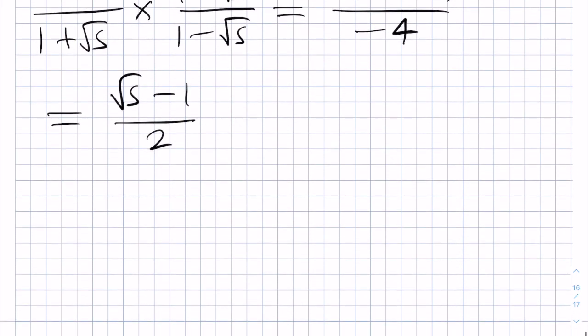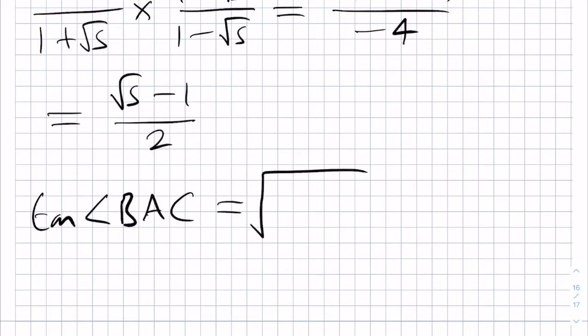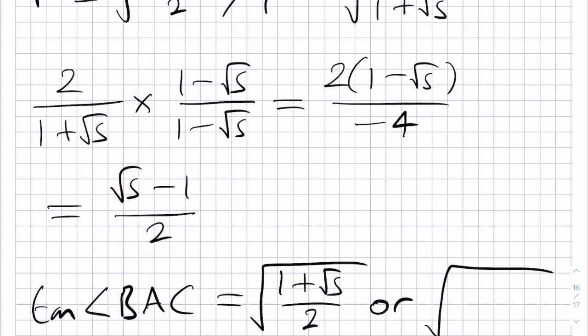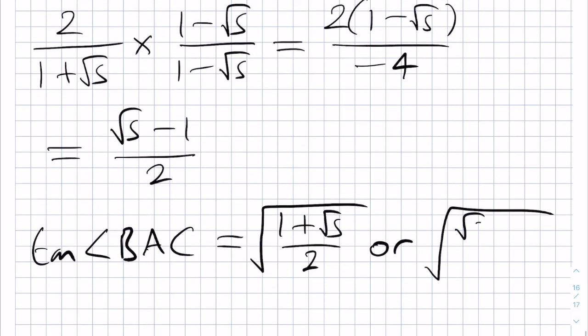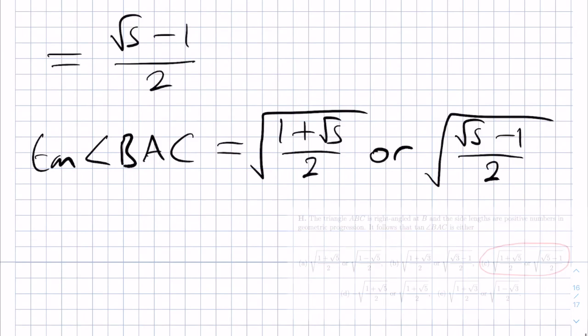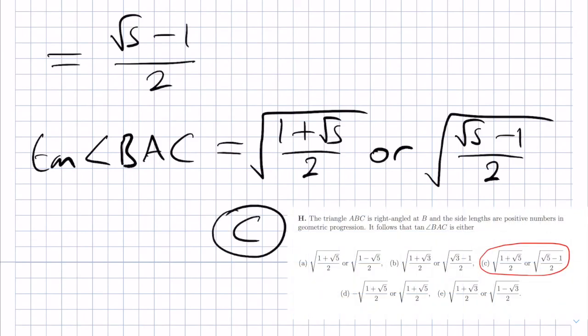Therefore, it follows that the two solutions for tan of the angle BAC are r and 1 over r, which are the square root of (1 plus root 5) over 2, or the square root of (root 5 minus 1) over 2. By looking at the answers that we have for our choices, we see that the answer C is the correct answer.